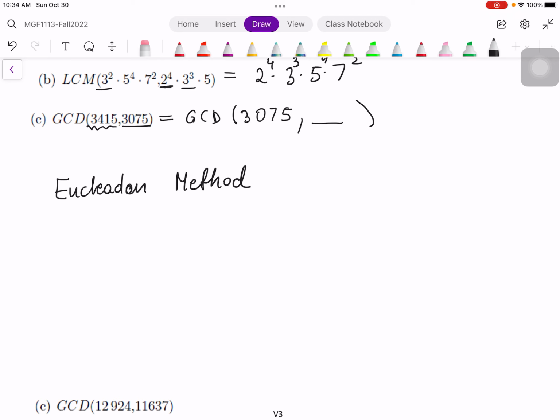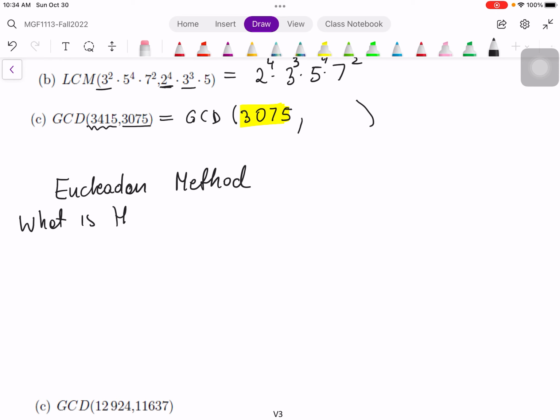But the idea is that when you look at the two numbers, this greatest common divisor will be the same as the greatest common divisor of the smaller of the two numbers, which is this, and then the remainder of dividing the bigger by the smaller. So I need to find the remainder now. I rewrote the smaller of the two numbers, but then the second number in this greatest common divisor is the remainder.